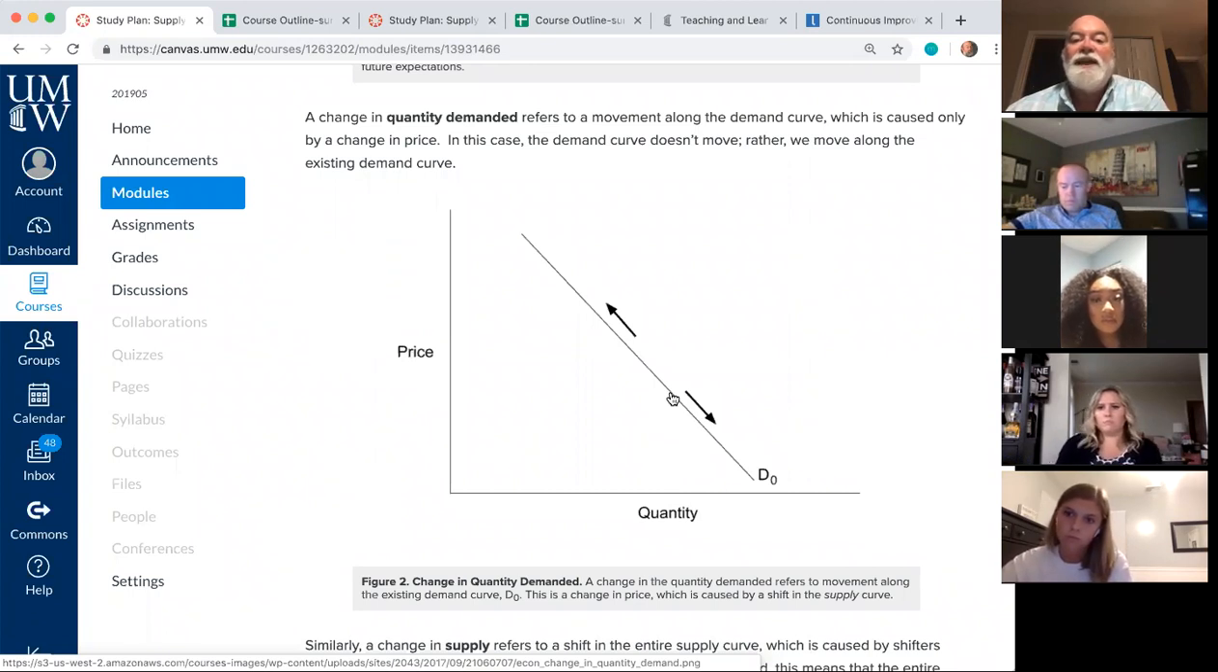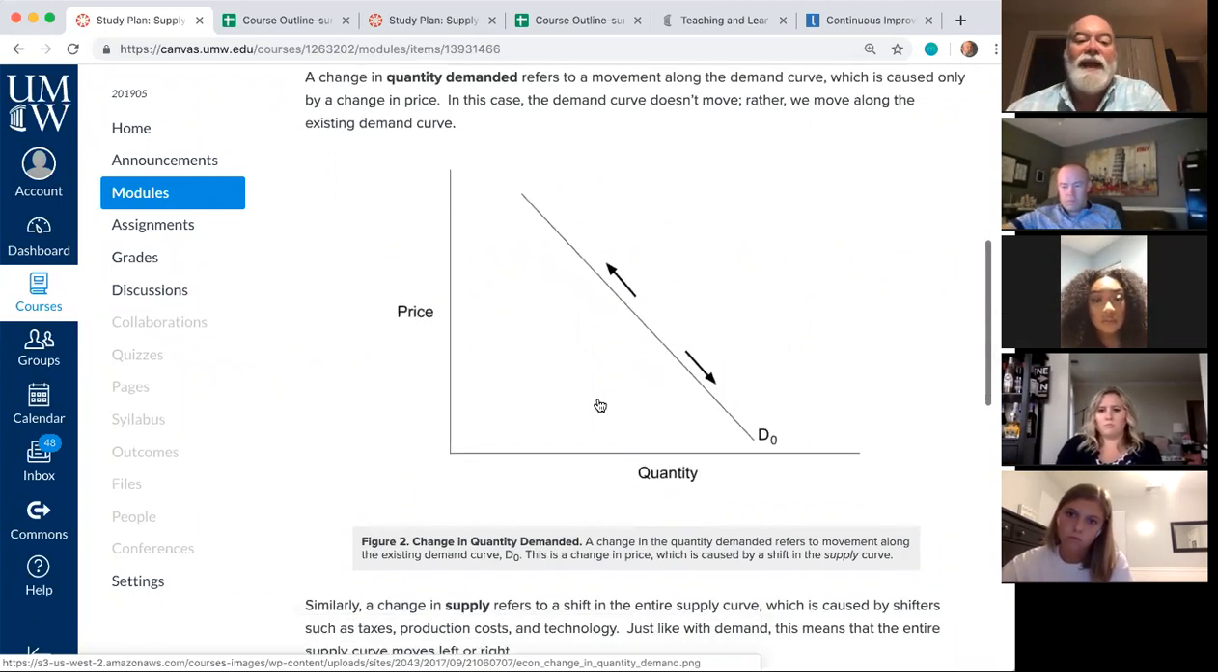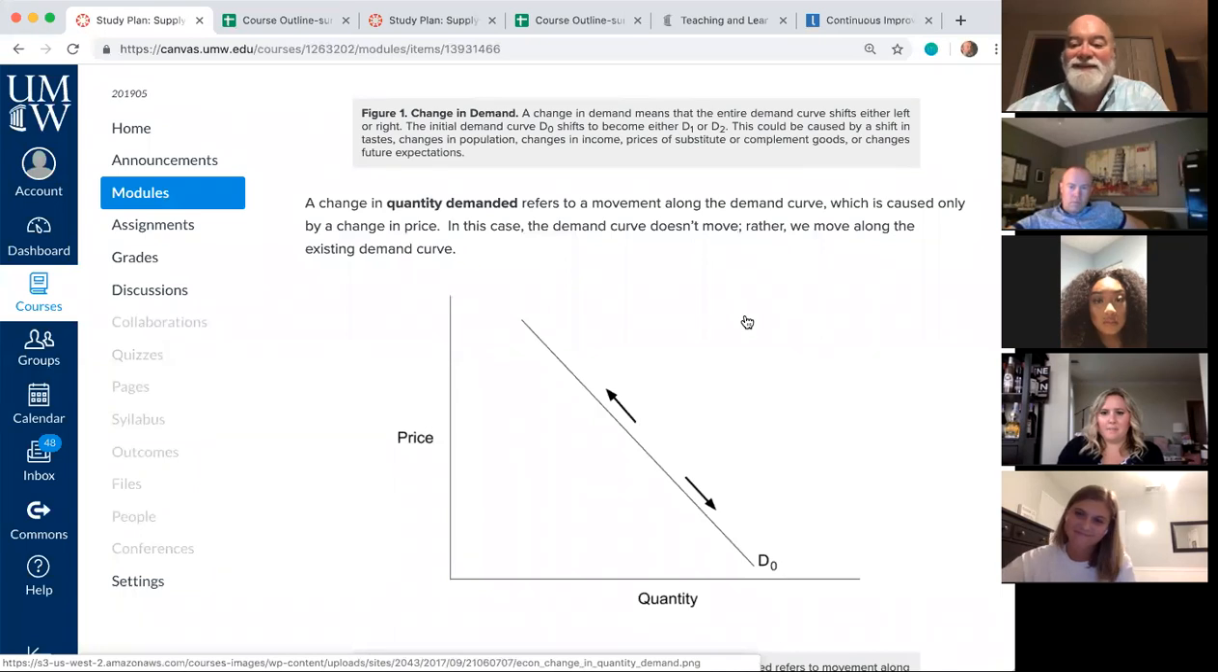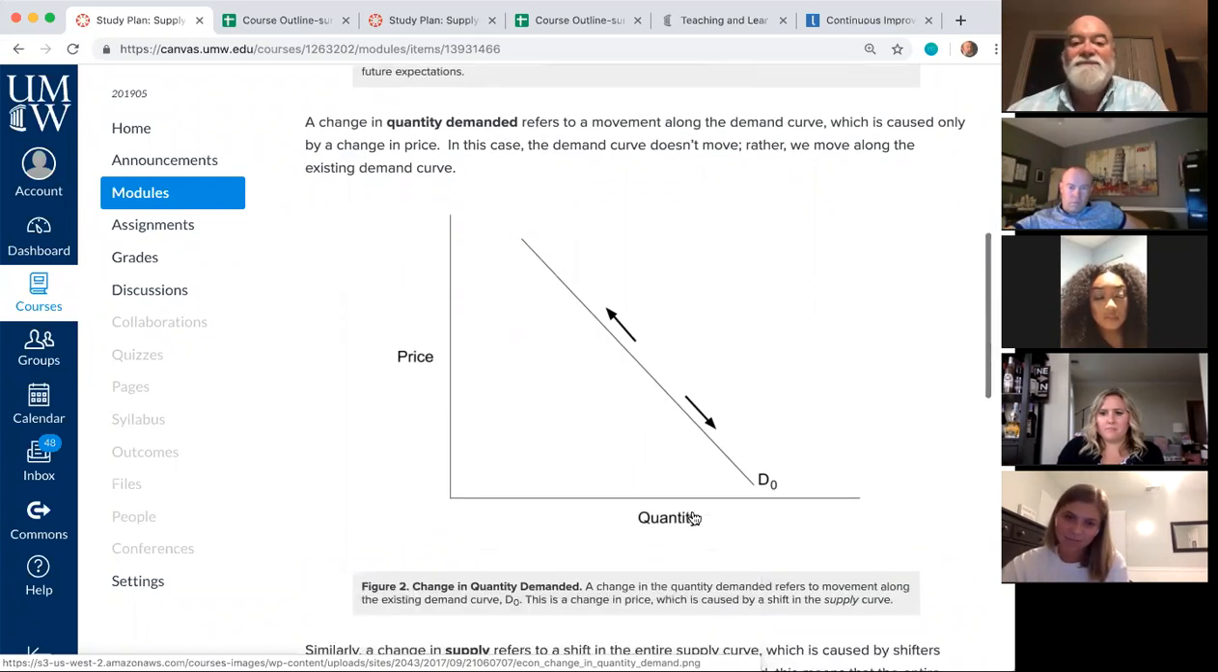Okay, now, here is a question. Riley? Okay. What is the only thing that would cause a movement along the demand curve? Change in price. That's a good answer. It's not the best answer. What would cause the price to change? The quantity demanded. No, that's circular. Okay. What causes them both to change?